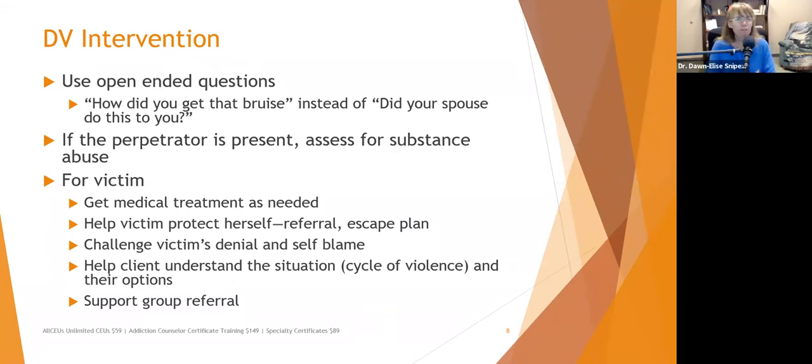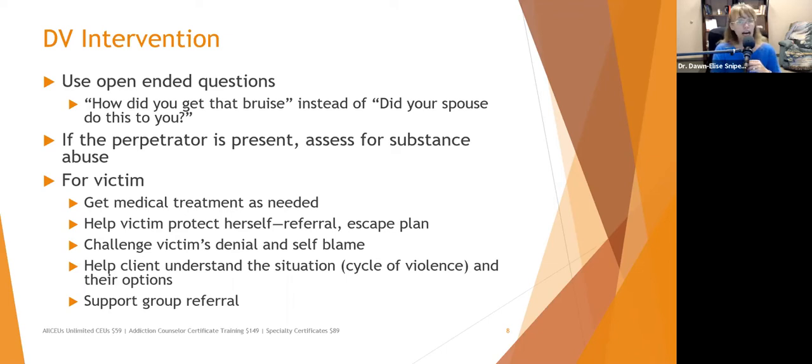We see all these bruises or injuries. We want to get them medical treatment as needed. Refer them to a physician, get them to the ER if needed. Probably not going to be the ER necessarily if they're in your office for an outpatient visit. But be aware and get medical treatment as needed. Help the victim protect himself or herself by talking about available referrals and escape plans. Obviously, you're not going to do this in front of the perpetrator, but if you can get that victim alone, you're going to do that.